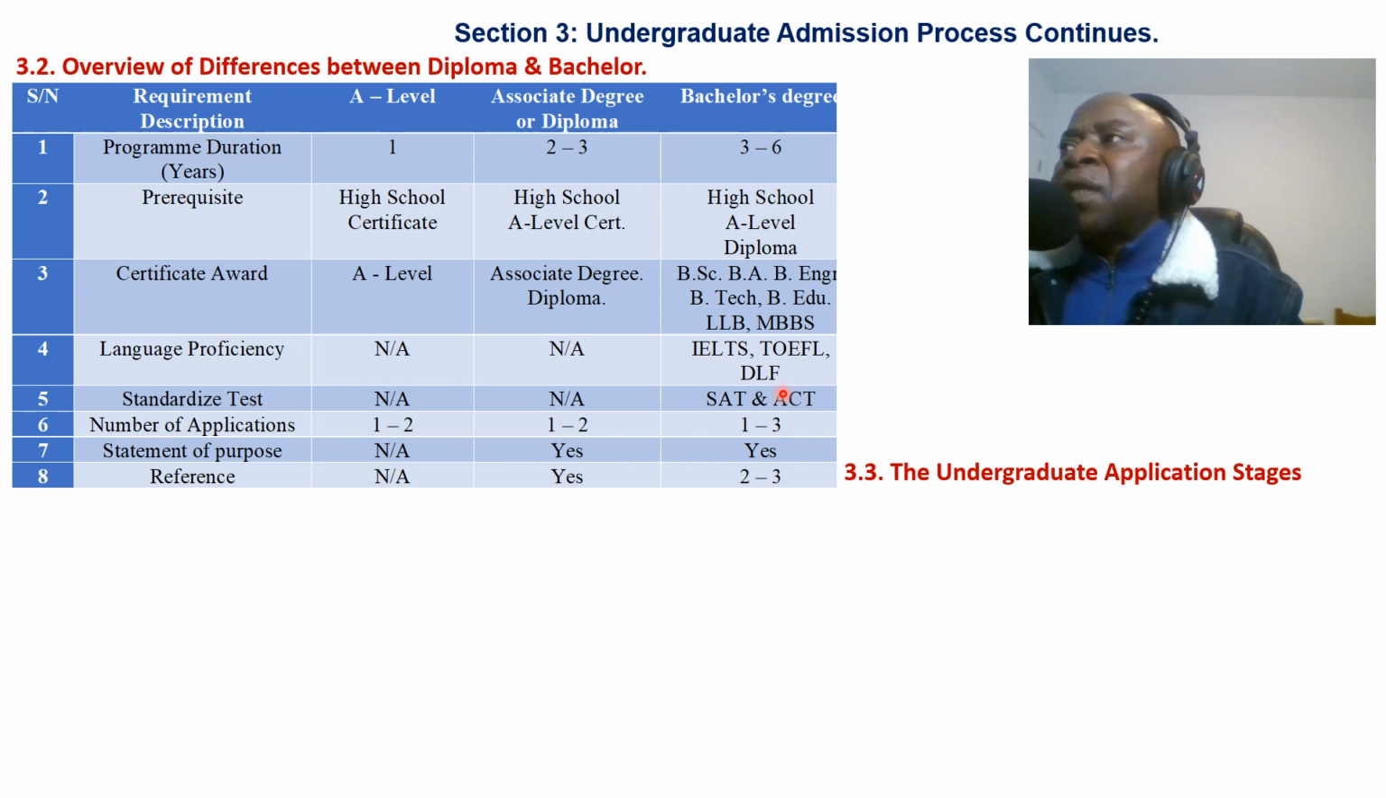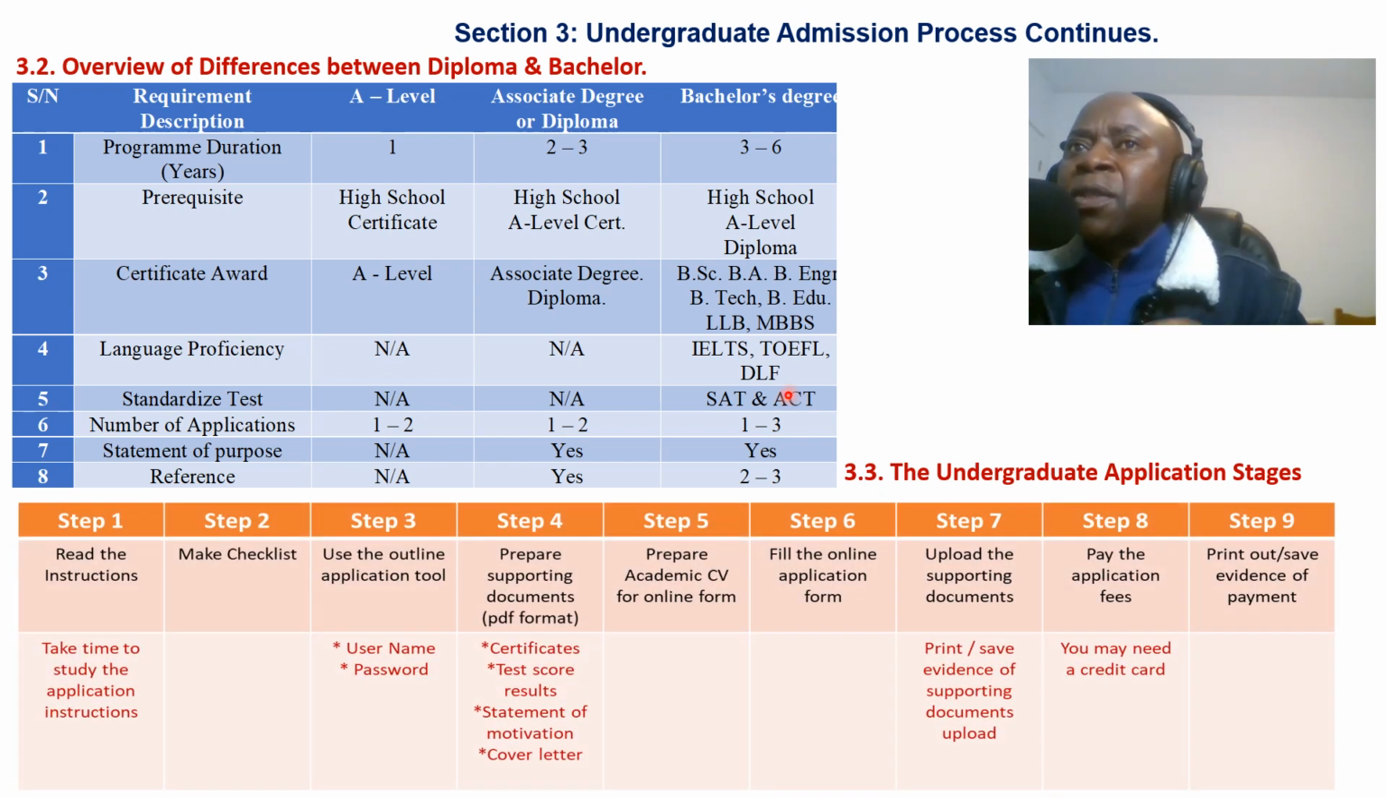So the undergraduate application stages. We want to take you through the application step by step if you want to do it by yourself. So step number 1, read the instructions. Let me repeat it again. Read the instructions. It's very, very important that you read instructions. Take time to study it. Then step number 2, make a checklist. Generally, universities always have a checklist of documents they expect you to submit. But if they don't have a checklist, it's always included in their instructions.